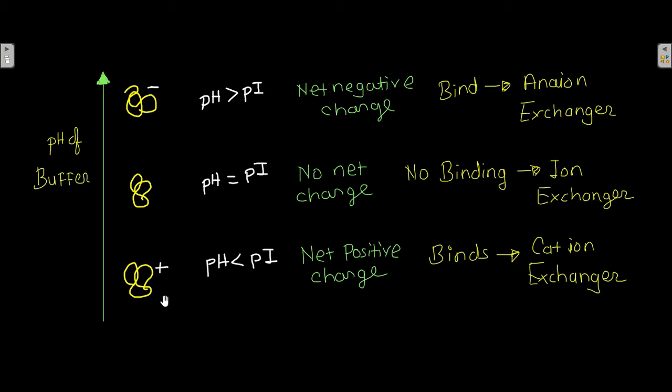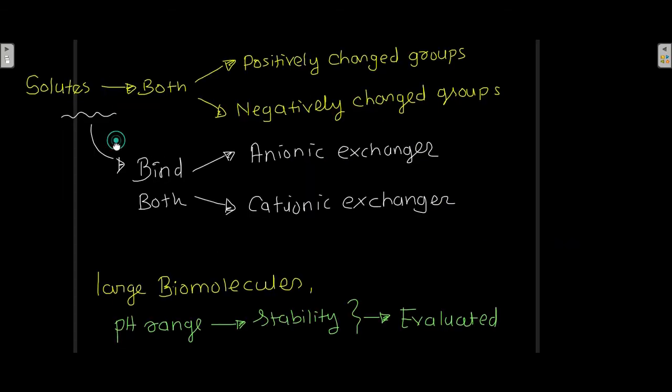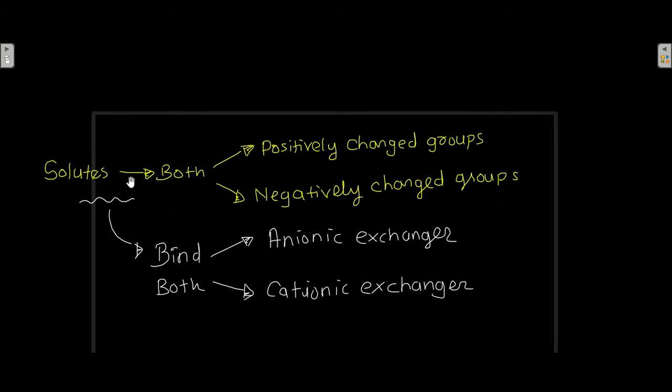Now consider pH smaller than pI. In this case, that particular molecule will have a net positive charge, and that is the reason why it will bind to a cation exchanger. Now, considering the theory, the solutes which have both negatively charged groups as well as positively charged groups should bind both an anionic exchanger as well as a cationic exchanger.